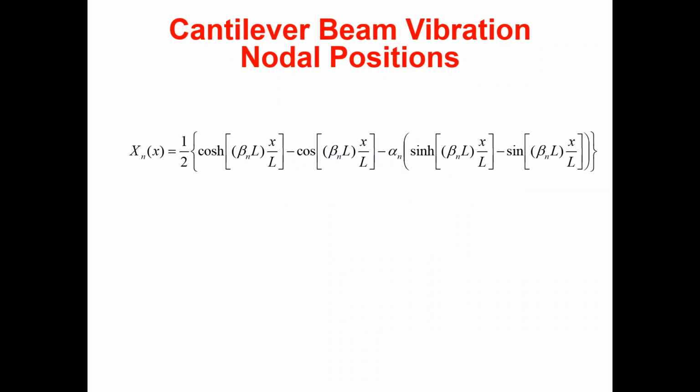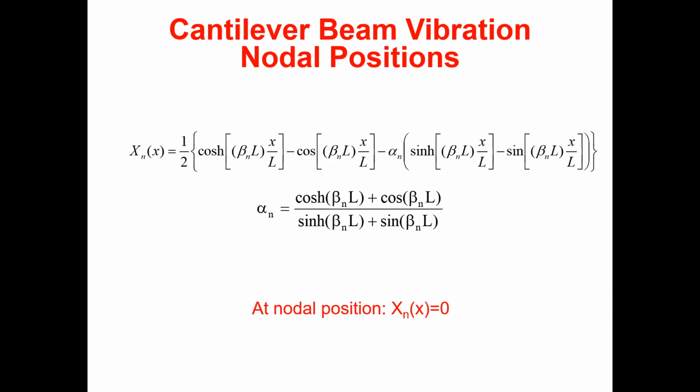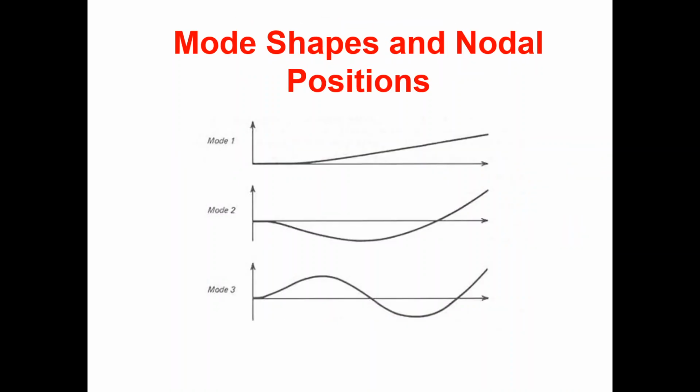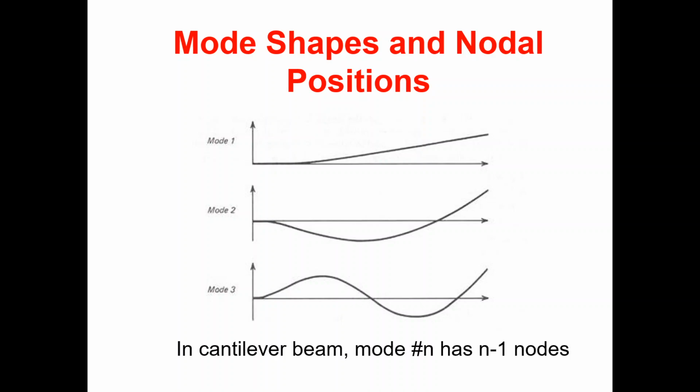So the nodal positions for the cantilever beam can be calculated by finding the solution to this equation, and we essentially have to set the displacement equal to 0, and the mode shape and the nodal positions are going to look like this. So in a cantilever beam, each mode has n minus 1 nodes.